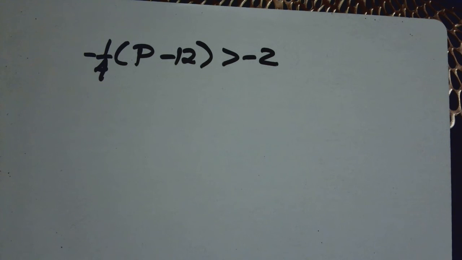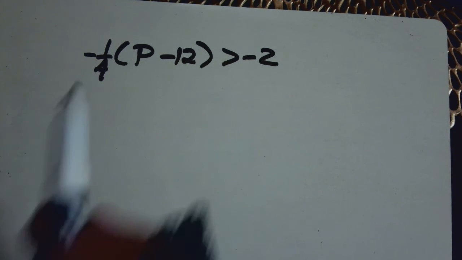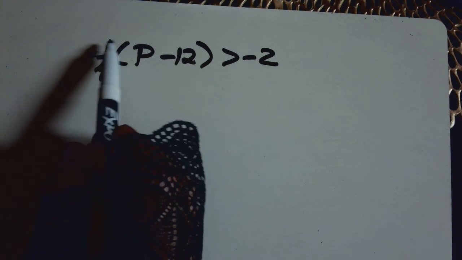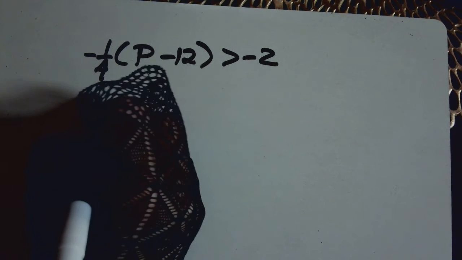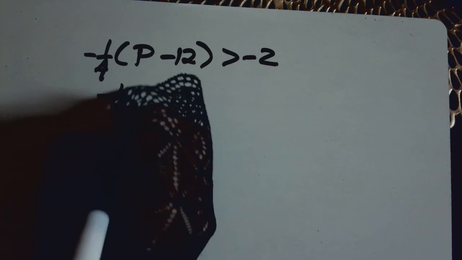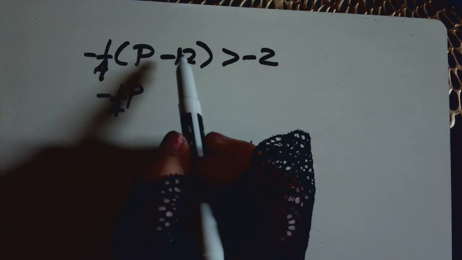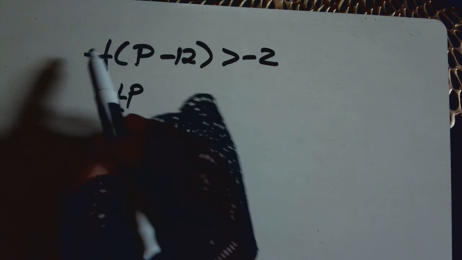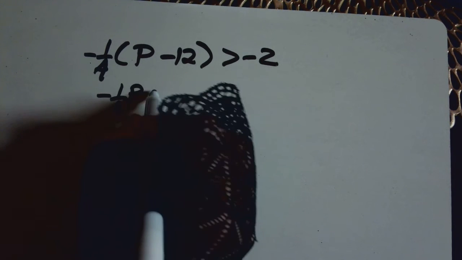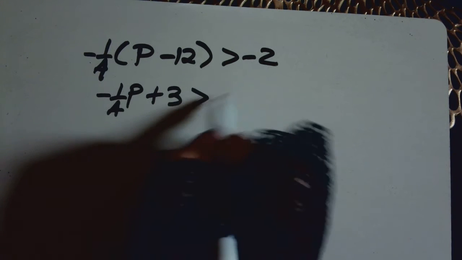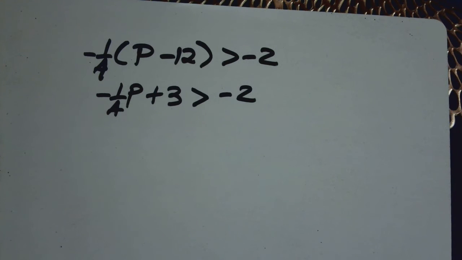All right, so we know that this is going to be distributed. So a negative 1/4 times p is just going to be a negative 1/4 p. Can't do anything else with that. A negative 1/4 times a negative 12, so you think 1/4 of 12 would be 3, and a negative times a negative is a positive 3. So that gets rid of the parentheses and makes it easier to solve. Greater than negative 2.